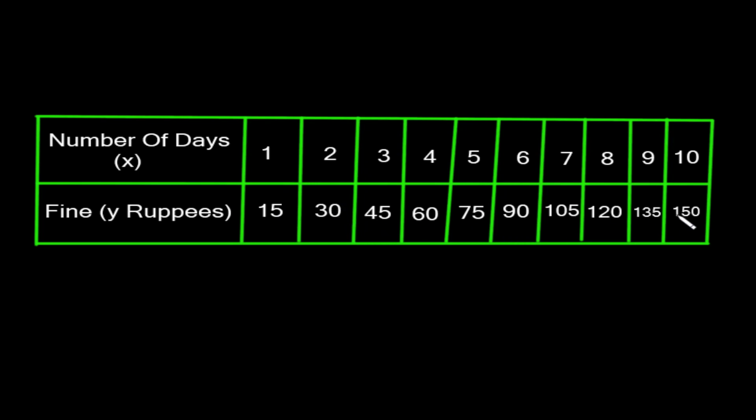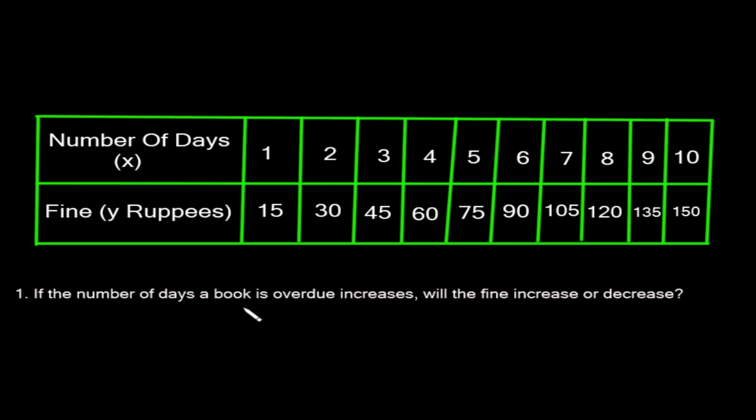Let me ask a few questions regarding this table. Number one, if the number of days a book is overdue increases, will the fine increase or decrease? Let's check it out. Now these are the number of days a book is overdue. As it increases, the fine also increases. So yes, there is a connection between the number of days and the fine. When the book overdue increases, the fine also increases.